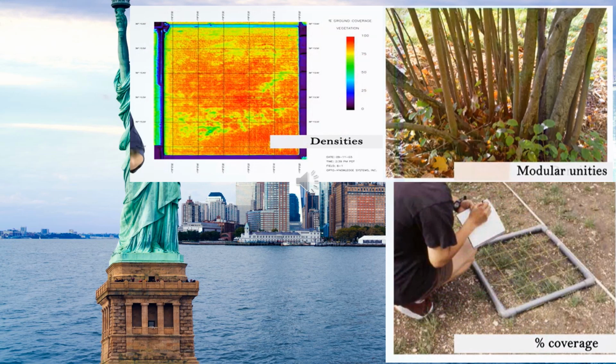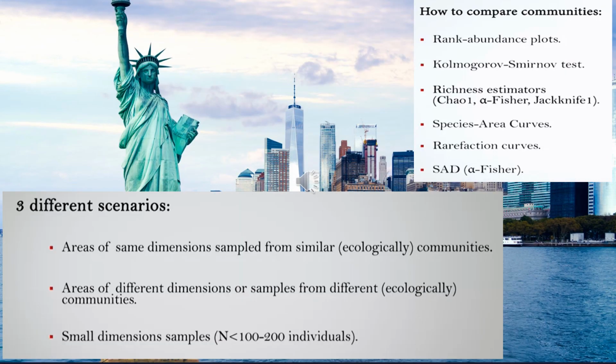Now the question is, which method should be used to compare the communities? One of these is the rank abundance plot. As I show you, the rank abundance plot is very interesting because you can use two different curves to understand which one is richer than the other, which one has more species, or which one is more even. The Kolmogorov-Smirnov test is another way to have a statistical variable to understand the difference.